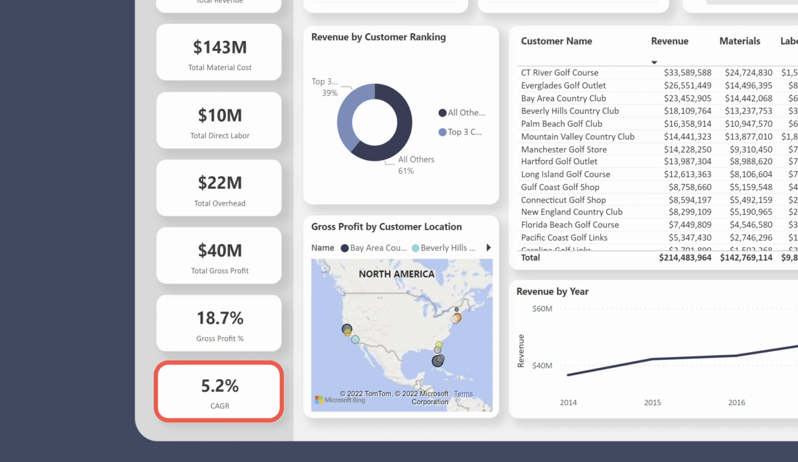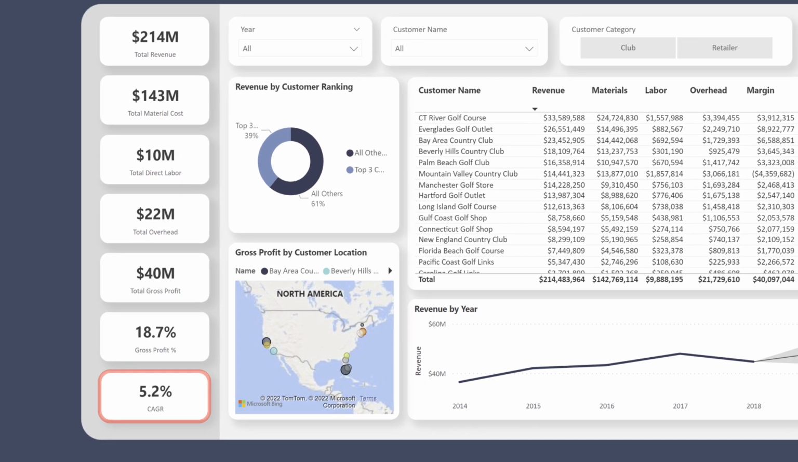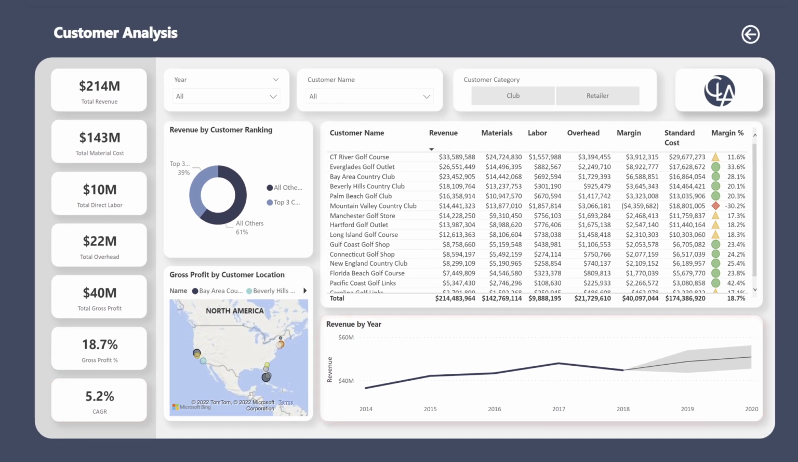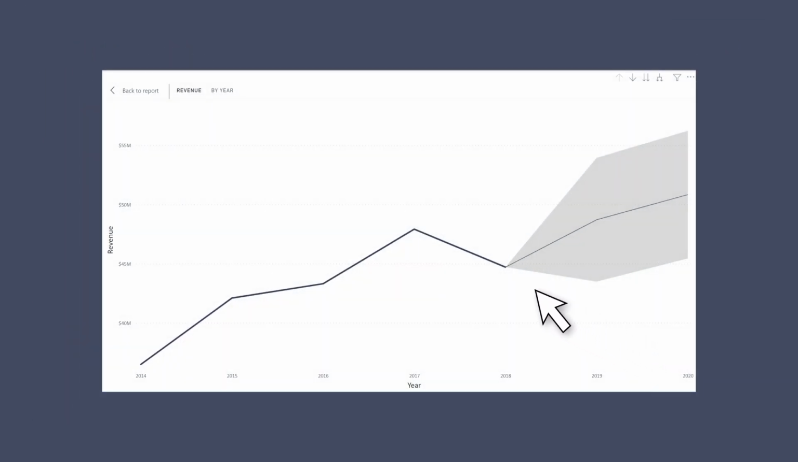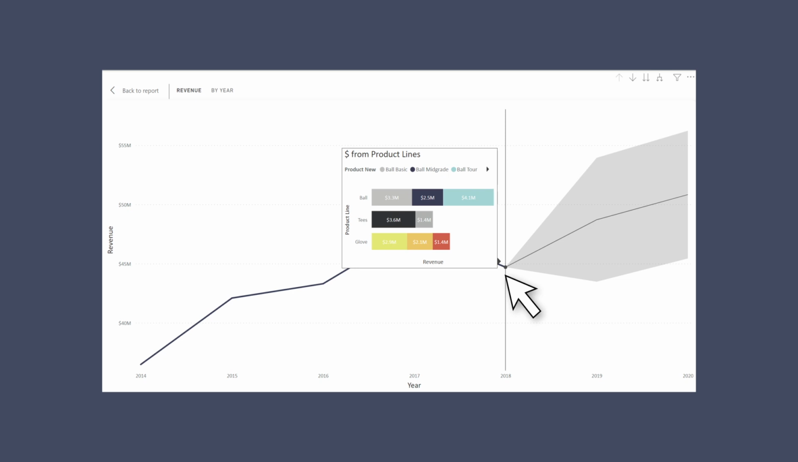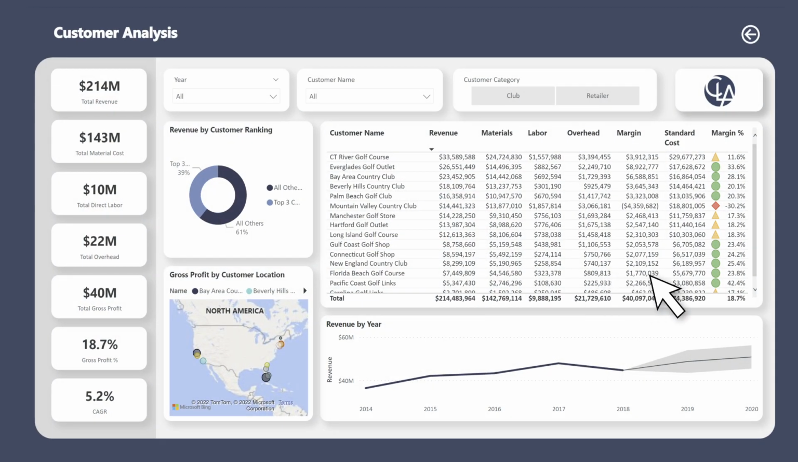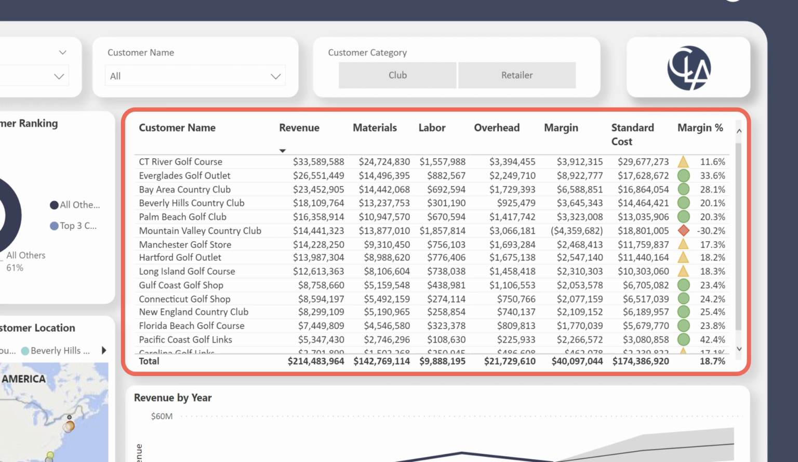The compound annual growth rate, or CAGR, measures year-over-year revenue growth. On average, the company is growing top-line revenue 5.2% for the 5-year period. We see that growth rate over time in the chart on the right-hand side. Power BI offers a forecast for measures like revenue to help you quickly understand where things are headed. The table below this chart shows each of the components of gross profit margin.